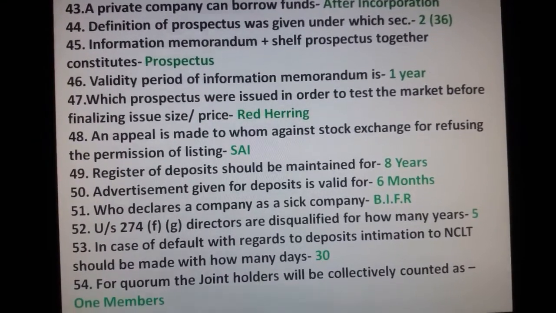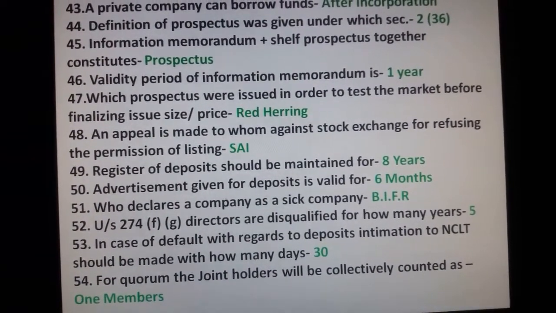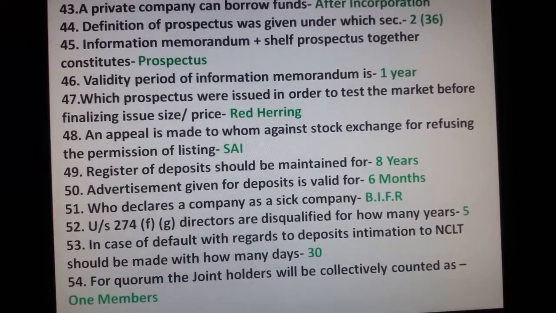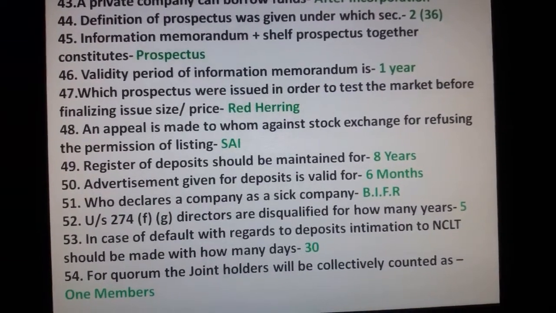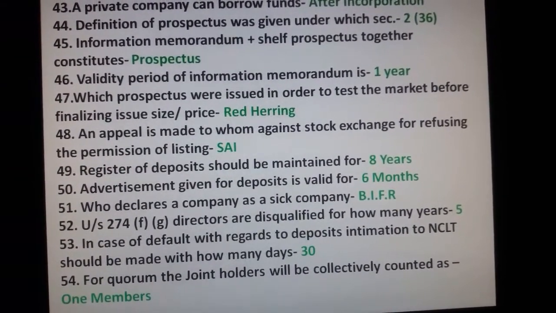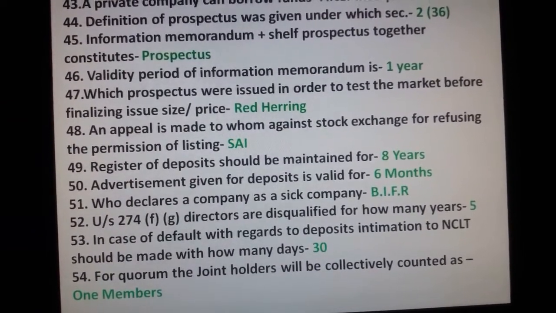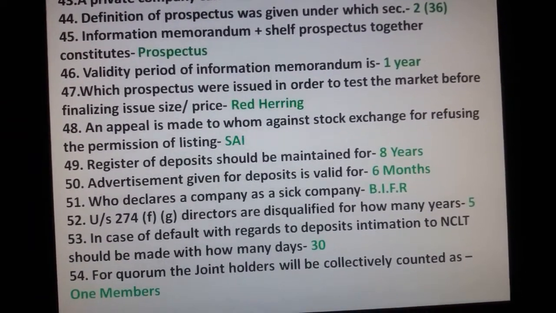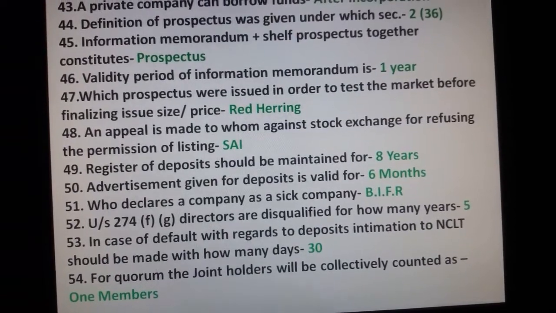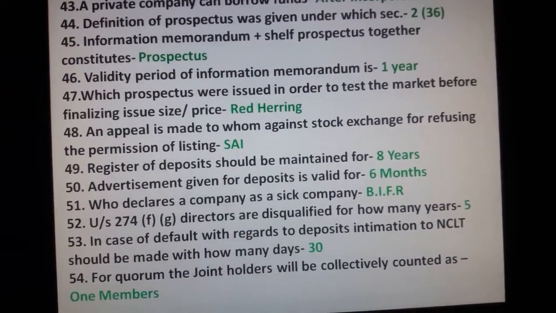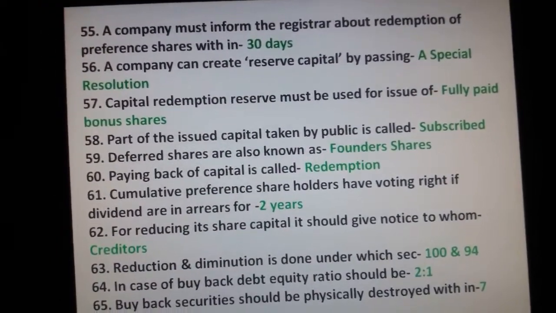Under section 274 FG, director are disqualified for how many years? 5. Question number 53. In case of default with regards to deposit, intimation to NCLT should be made within how many days? 30. For quorum, that joint holder will be collectively counted as one member.